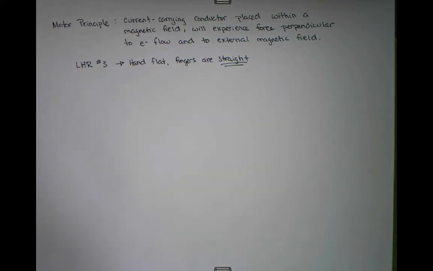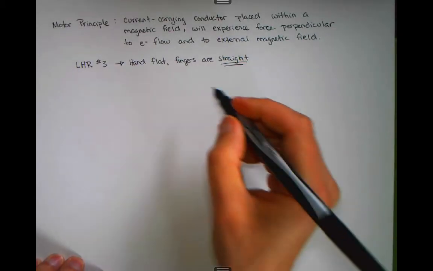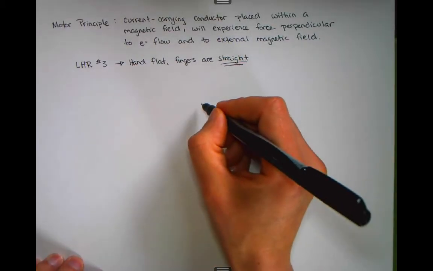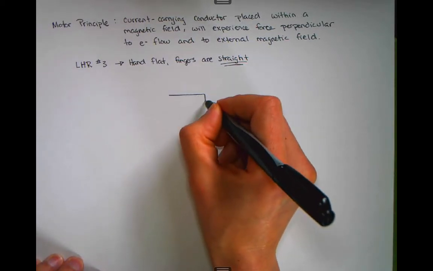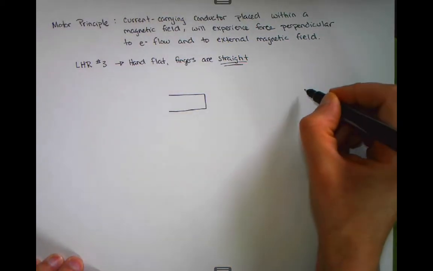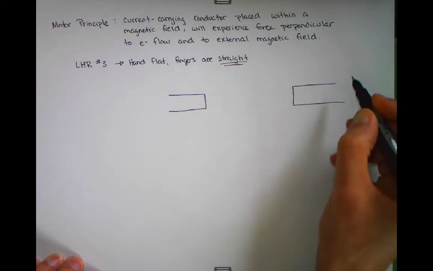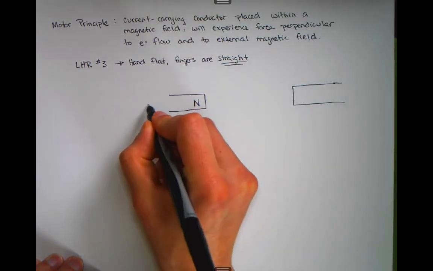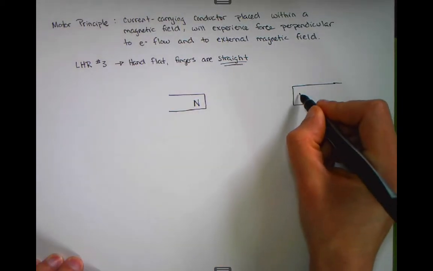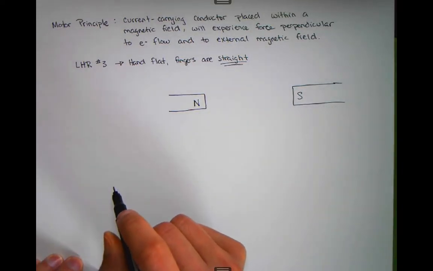So before we even talk about left-hand rule number 3, let's draw what's going on. I'm going to place a current-carrying conductor in an external field. I'm first going to draw my external field, using bar magnets. You're only seeing part of the magnet. Let's have this be the north end of this magnet, and there's a south over here somewhere. And this will be the south part of this magnet, and north is over there somewhere.